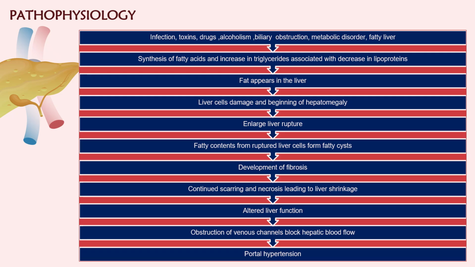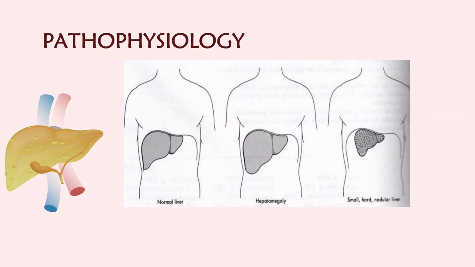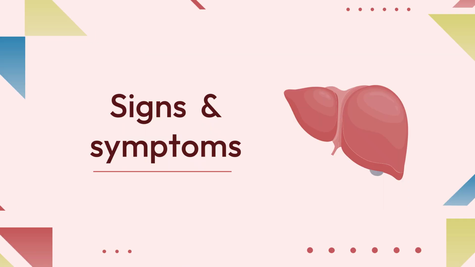Continuing fibrosis or scarring leads to liver shrinkage. And when your liver shrinks, it alters your liver function. It obstructs the venous channels. Portal hypertension develops because your portal circulation is impaired because of the blocking of hepatic blood flow. So this is a normal liver which developed into hepatomegaly, and then it starts shrinking into a nodular liver.